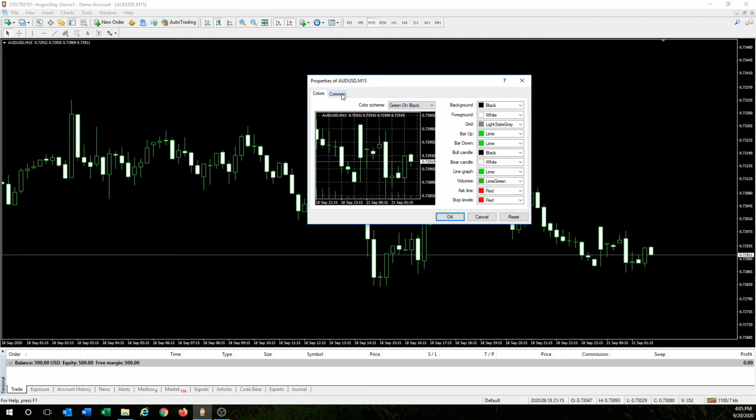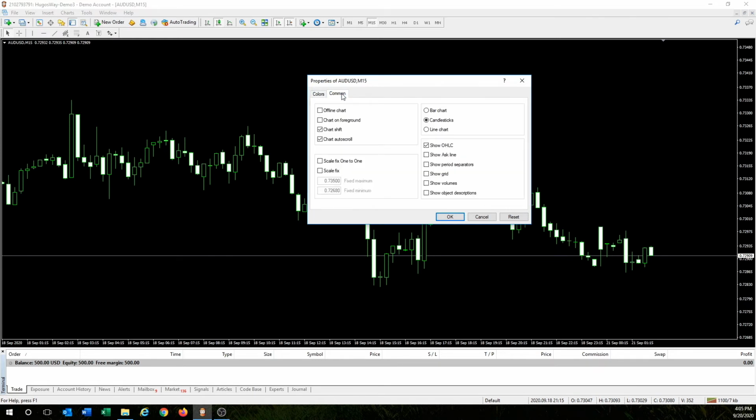But what I want you to do more importantly is I want you to go to this common tab, and we're going to change a few things in here, maybe just one. So here you can also toggle the grid on and off. I actually want you to go in here and just make sure the grid is off. And I want you to click on Show Ask Line. And that's it for now.